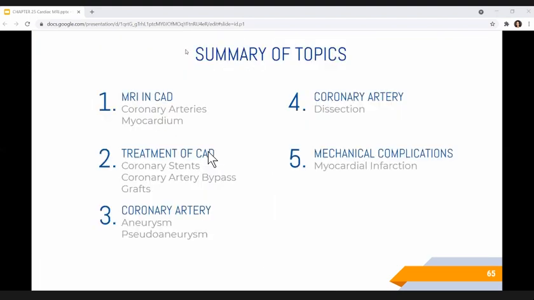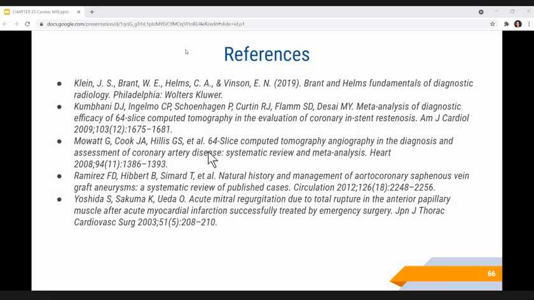Once again, we have briefly touched on the following remaining topics of Chapter 25. That concludes my report, and these are the references. Thank you.